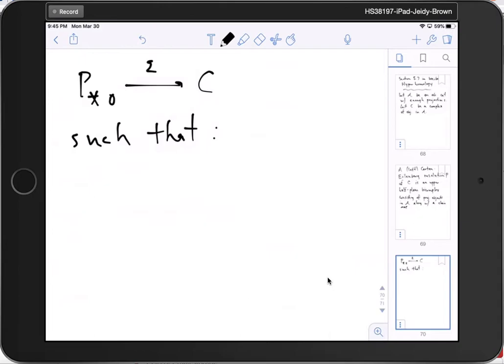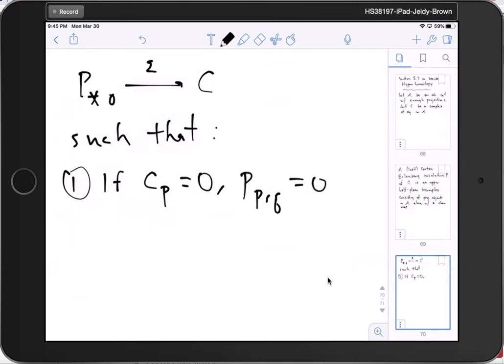Okay, so what are the properties that this thing needs to satisfy? Well, first, if one of the entries in my complex happens to be 0, then the entire column above it also has to be 0. So P_{p,q} equals 0 for all q. Okay? And second, I want this to be a sort of resolution. So how do I encode that property?